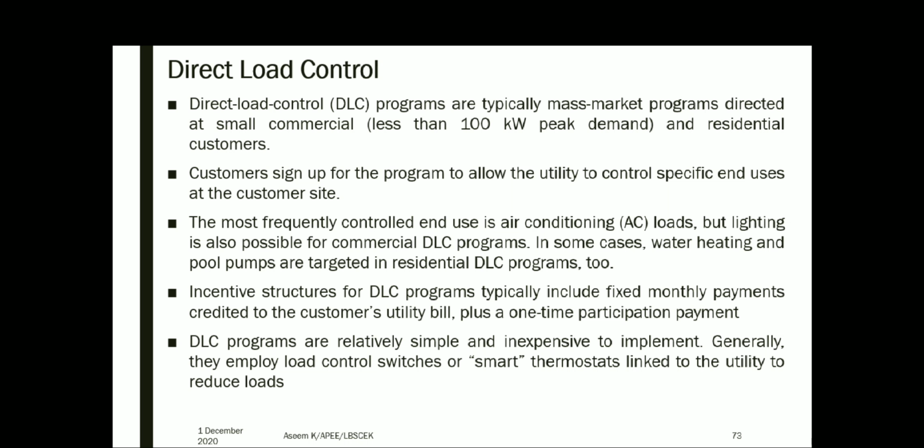So whenever a peak load period occurs during an emergency, the utility can itself turn off your AC. They can turn off your water heating system, etc., so that you will get the incentives. DLC programs are relatively simple and inexpensive to implement.